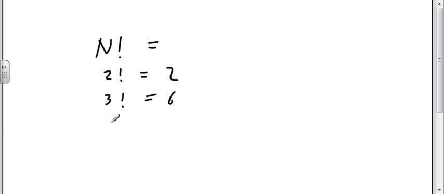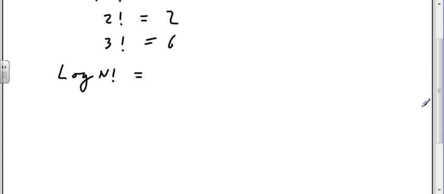So that comes to the issue of n factorial. So 2 factorial is 2, and 3 factorial is 6. What is the log of n factorial? Okay, so we take out our calculator and we go 66 factorial, and we get a number. And we go 76 factorial, and we get an error. So somewhere between 66 and 76 factorial, our calculator can't do it.